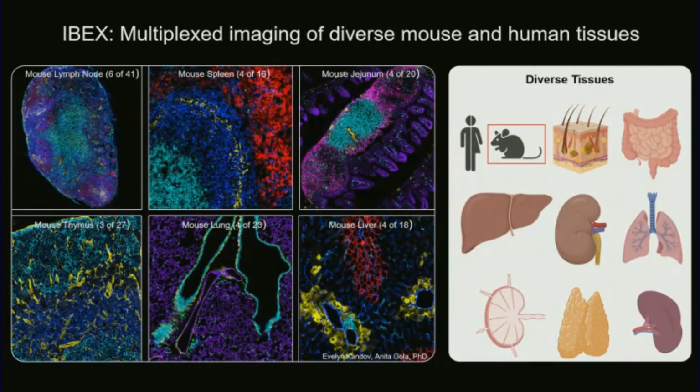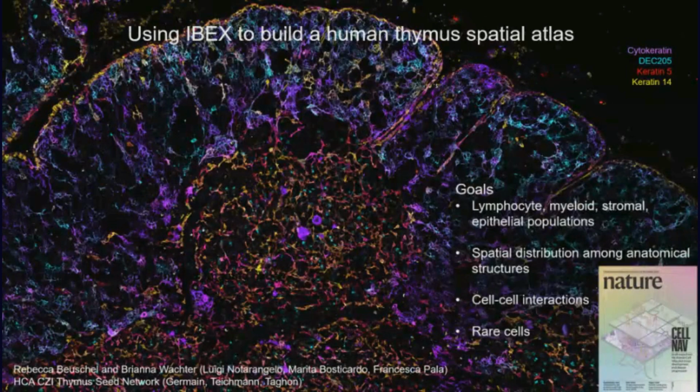We've demonstrated this in mouse tissues as proof of concept, imaging anywhere from 20 to 41 markers in a single tissue section. We use this in the application area as a trained immunologist. We were working on creating a human thymus atlas, part of the Human Cell Atlas consortium. This was featured along with the whole paper package in November 2024.